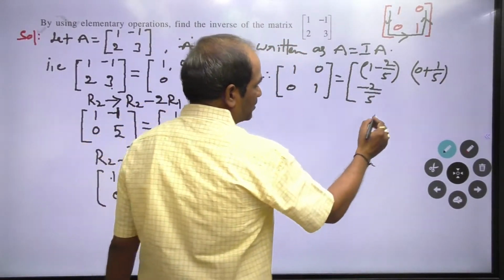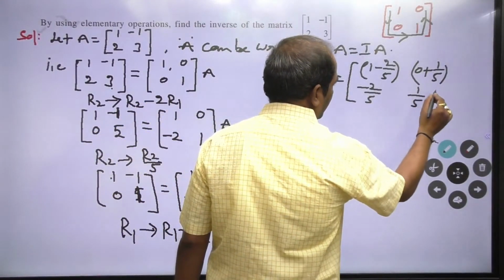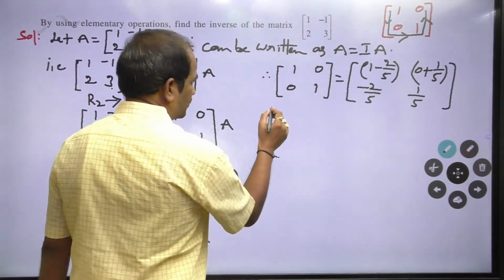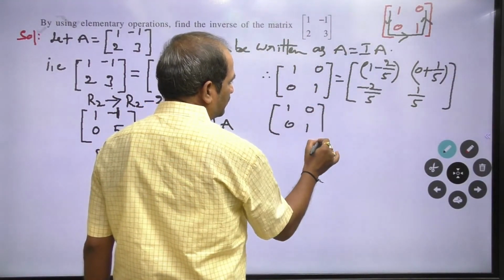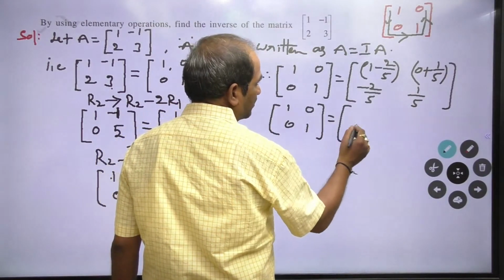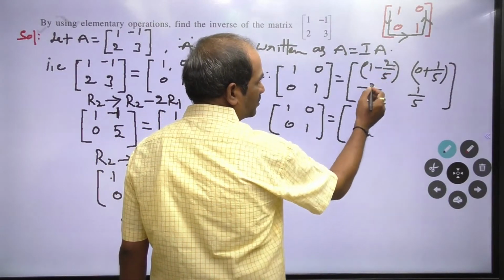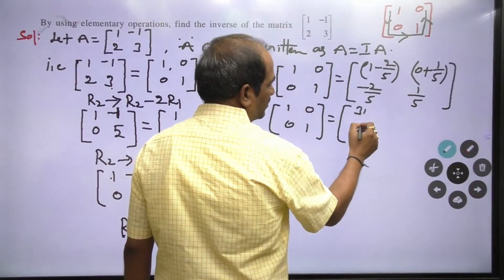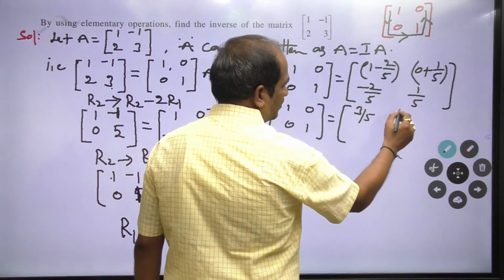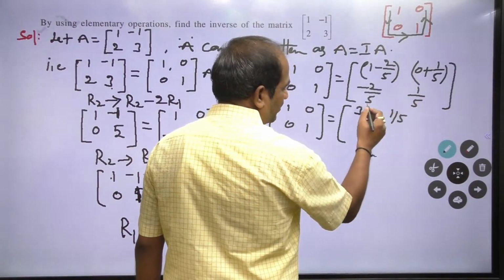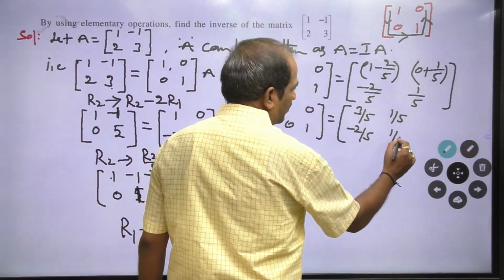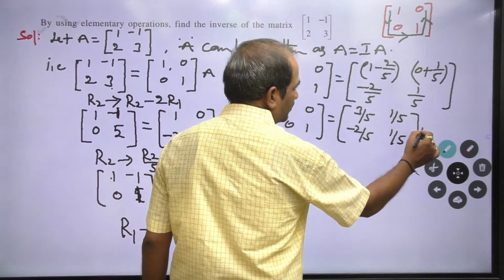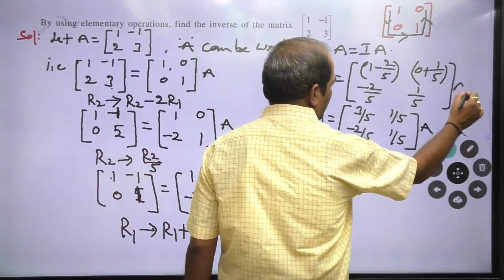Next element is 1 by 5. So here 1 0 0 1 is equal to, in this matrix, take the LCM: 5 minus 2, that is 3, so 3 by 5. Next value 1 by 5, next value minus 2 by 5, next value 1 by 5, into A.